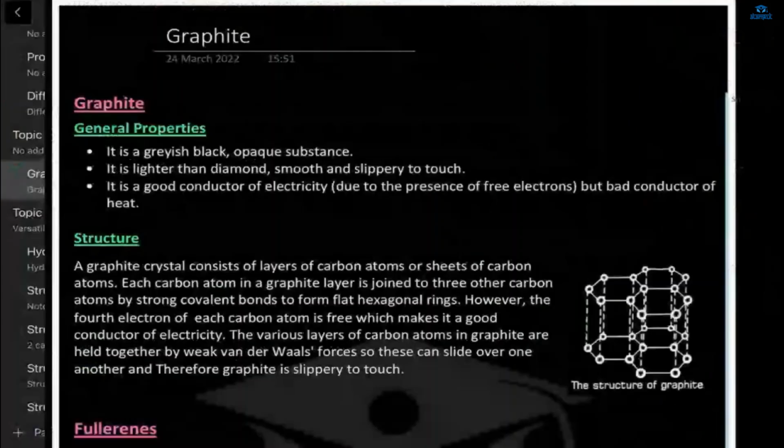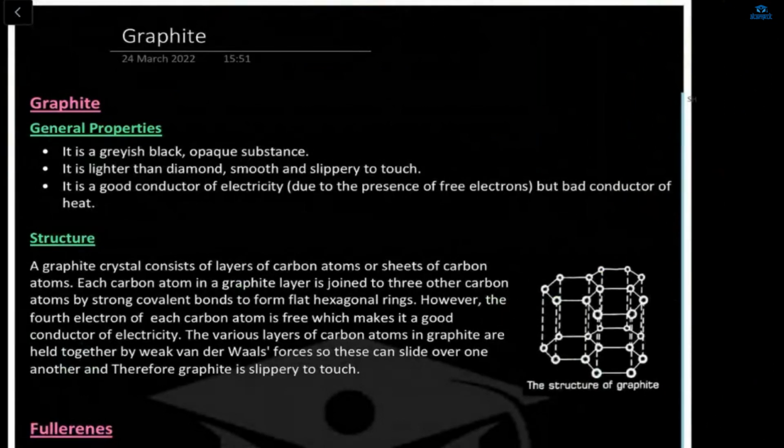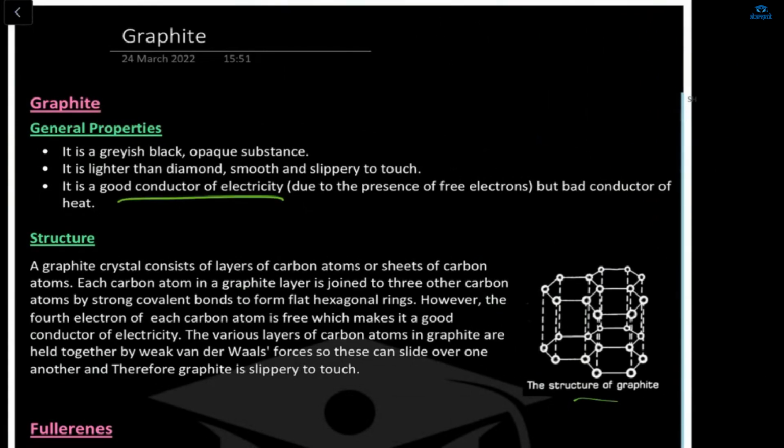Second is graphite. What is graphite? Pencil. And a pencil is what? Your graphite. Graphite looks like this, the structure of graphite. It's grayish black, lighter than diamond, smooth and slippery to touch. If you touch a pencil, it feels smooth and slippery, and it's a good conductor of electricity, but a bad conductor of heat.